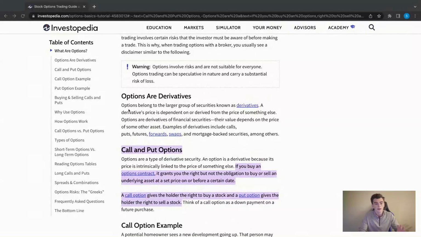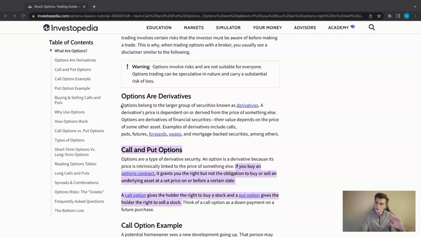Now, coming over to the actual definition, let me pull this up quickly for you guys. Right here: options belong to a larger group of securities known as derivatives. A derivative's price is dependent on or derived from the price of something else. Options are derivatives of financial securities. Their value depends on the price of some other asset. Examples of derivatives include calls, puts, futures, forwards, swaps, mortgage-backed securities, and others. So that's the basics here. Options are derivatives. You can get leverage through options, and that's essentially what we're going to be using them for.